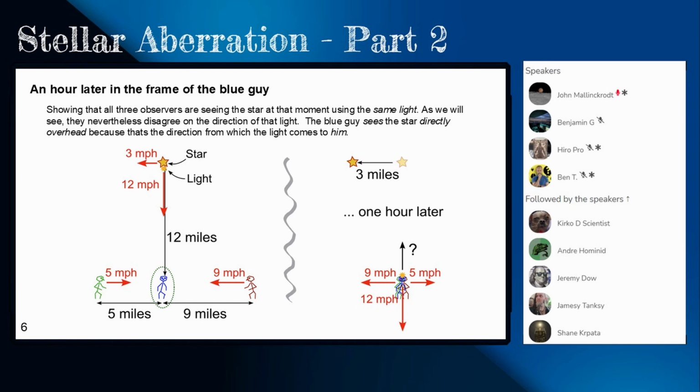Because it's really important to be clear about what we know. All he knows is that he's seeing a star directly overhead, and therefore, at the moment that light was emitted, at that moment, the star was directly overhead.